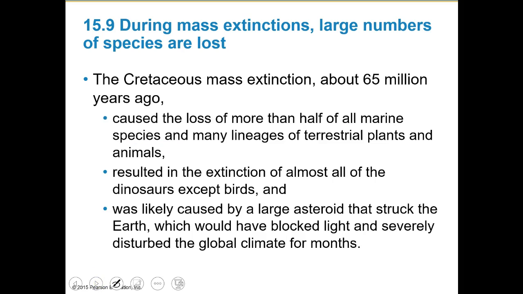The Cretaceous mass extinction was about 65 million years ago, and this caused a loss of more than half of the marine species. So the marine species, the stuff out in the sea, are getting bombarded each time. Many lineages of terrestrial plants and animals were destroyed. This resulted in the extinction of almost all the dinosaurs, except for birds. They could fly away from it. Good on them. This was likely caused by a large asteroid that struck the Earth, which would have blocked out sunlight and severely disturbed the global climate for months.